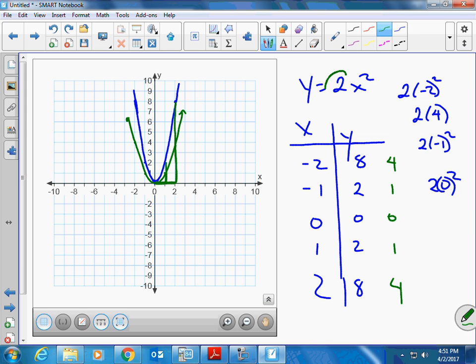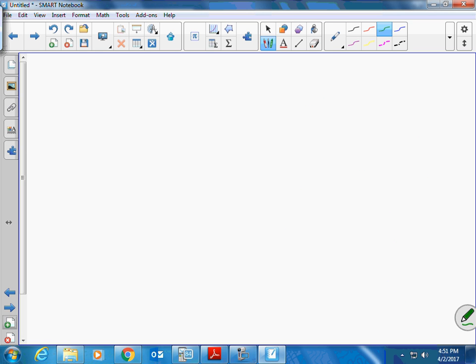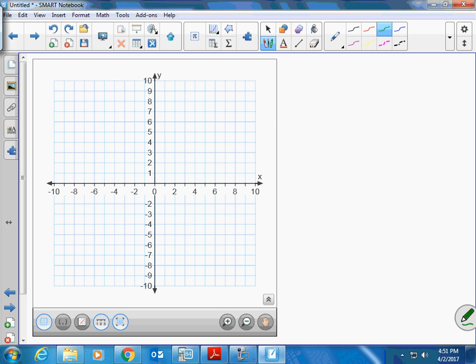This here doubles all the y values. Didn't affect the x's. These are all the same still. It just doubled all the y values. Your turn. What does this do? Hopefully you say, oh, that's easy.